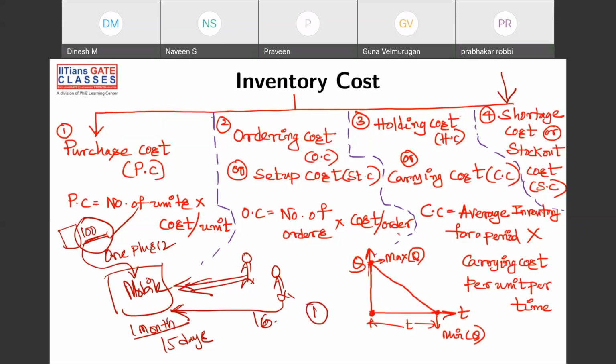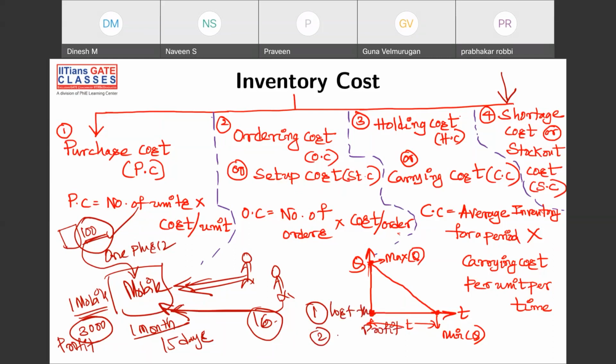One is whatever the profit. Let's say for one mobile, you're getting a profit of 3,000. Let's say 3,000 profit you're getting for selling one mobile. Let's assume on the 16th day, this fellow came and asked, "I want one mobile." Now you are unable to provide. Whatever profit you are supposed to get, you are not getting it. So you lost the profit. That is shortage cost.